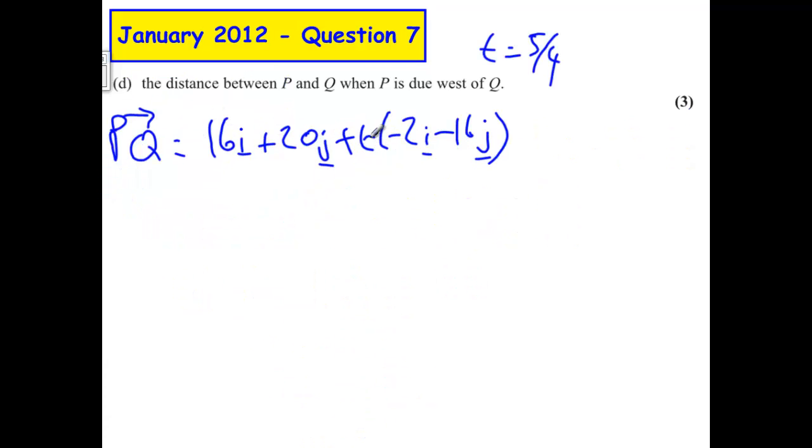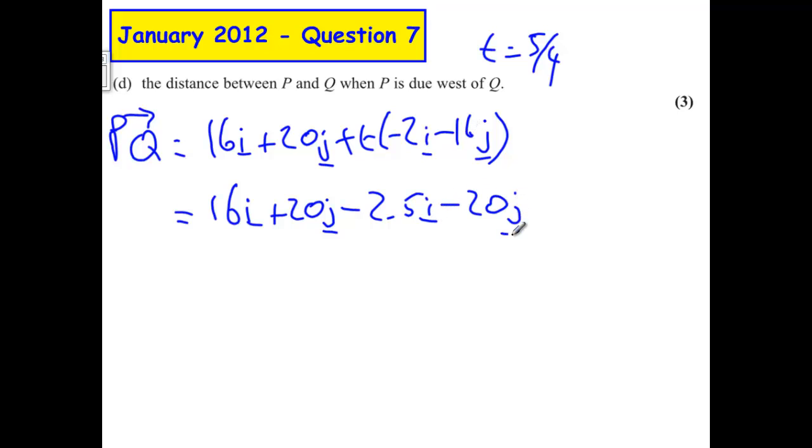What I'm going to do is substitute my value of time as 5/4, because that is the time when P is due west of Q. If I substitute that value of time in there and expand the bracket, I would get 16I plus 20J. Now 5/4 times minus 2 will give me minus 2.5I. And 5/4 times minus 16 will be minus 20J, and that simplifies to 13.5I.